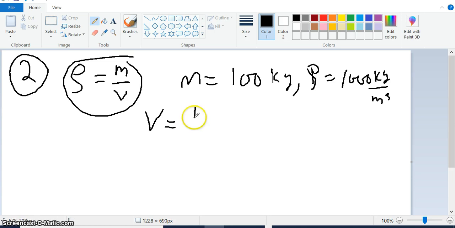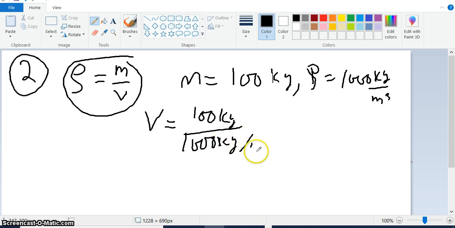So the mass is 100 kilograms, divided by 1,000 kilograms per cubic meter. The kilograms cancel right away, and 100 divided by 1,000 is just 0.1. The cubic meters come up to the numerator, so it's 0.1 cubic meters. That's the volume.